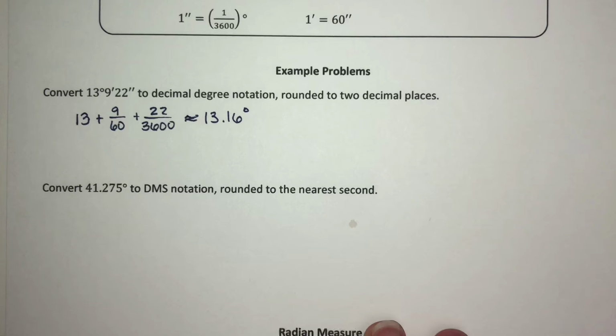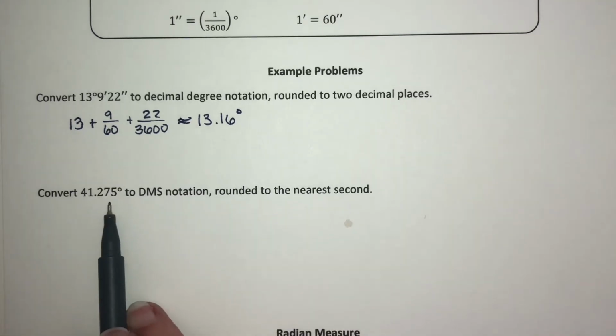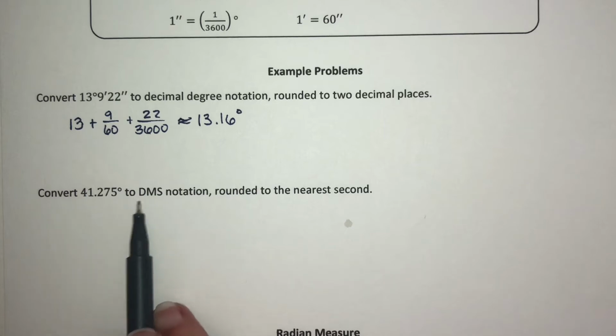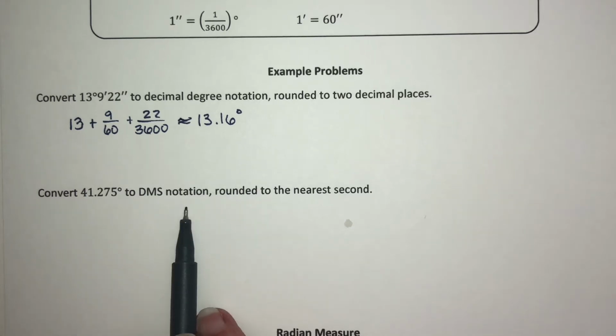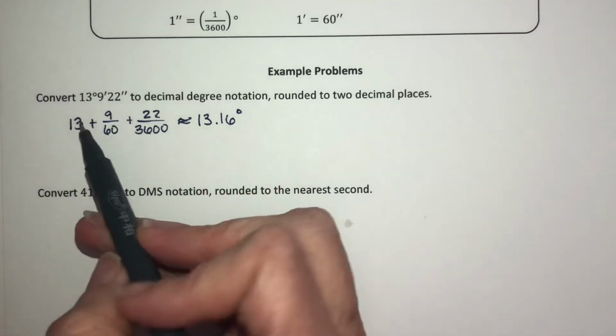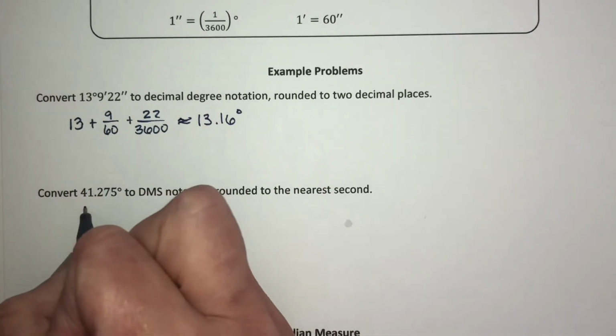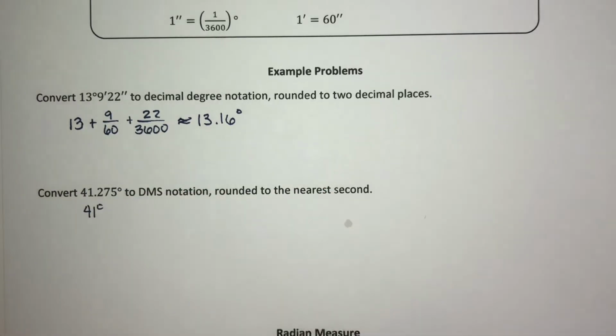Now what we want to do is to go backwards. If I am given a decimal degree and I want to go to degree, minute, second notation. What I'm going to do, first of all, I have the 41 degrees, just like this 13 was right here. No calculations were required. I definitely have 41 degrees.